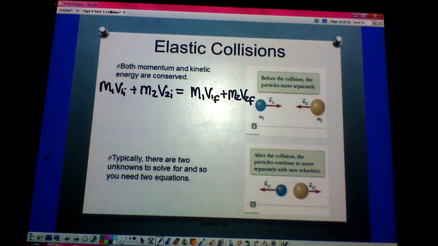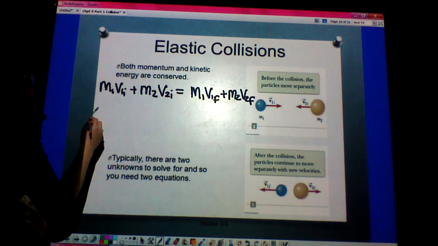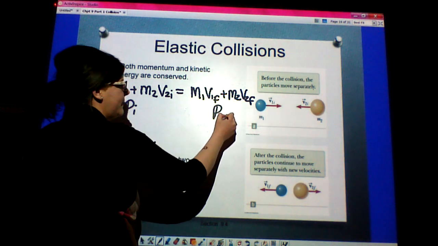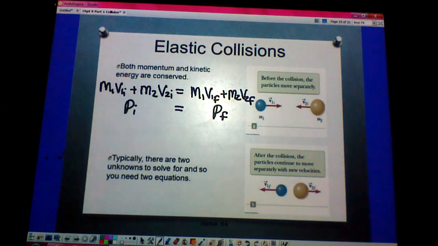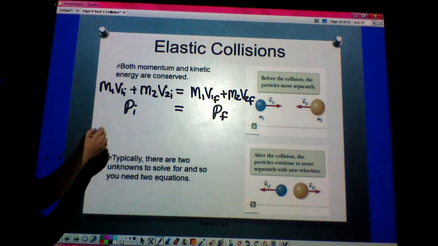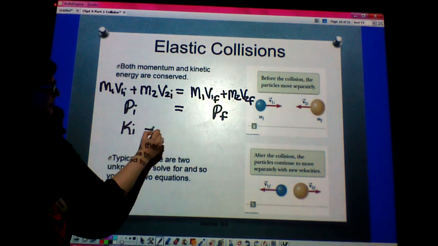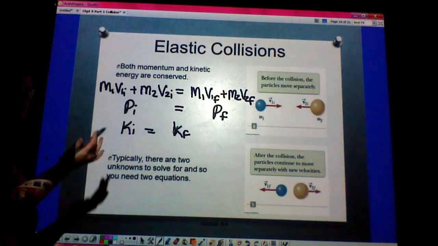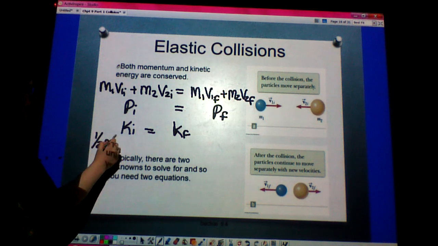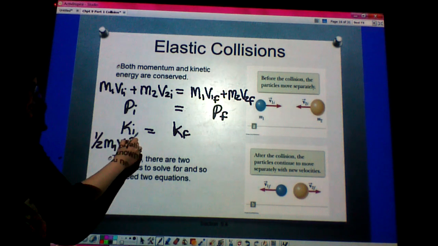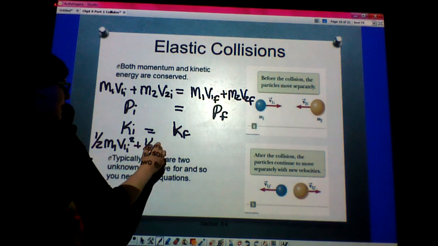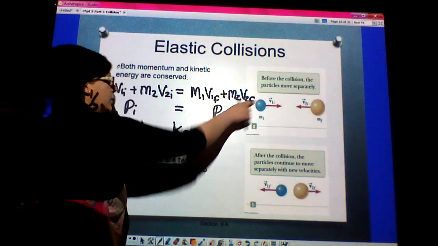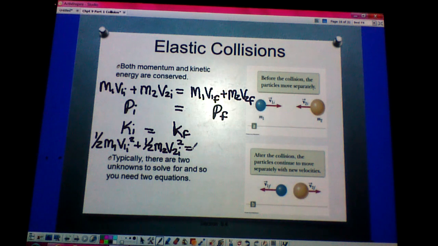Kinetic energy is also the exact same thing. Let's go back to here. This would be my initial momentum, and that would be my final momentum, so they're conserved because initial should equal final. For kinetic energy, the initial kinetic energy should equal the final kinetic energy, and kinetic energy is 1/2 mv squared. So I could say 1/2 m1 times the initial velocity of the first one squared plus 1/2 m2 times the initial velocity of 2 squared equals the same thing, but just the final version of that.